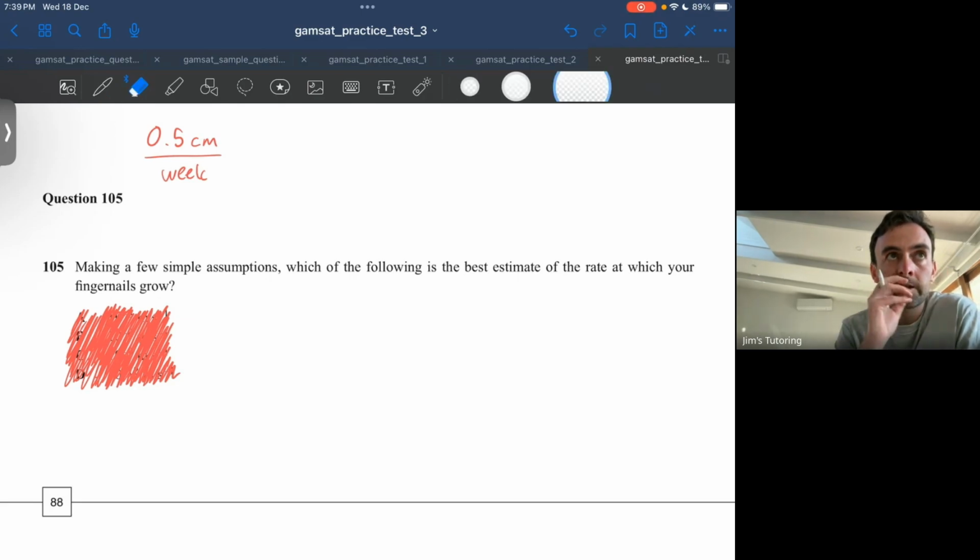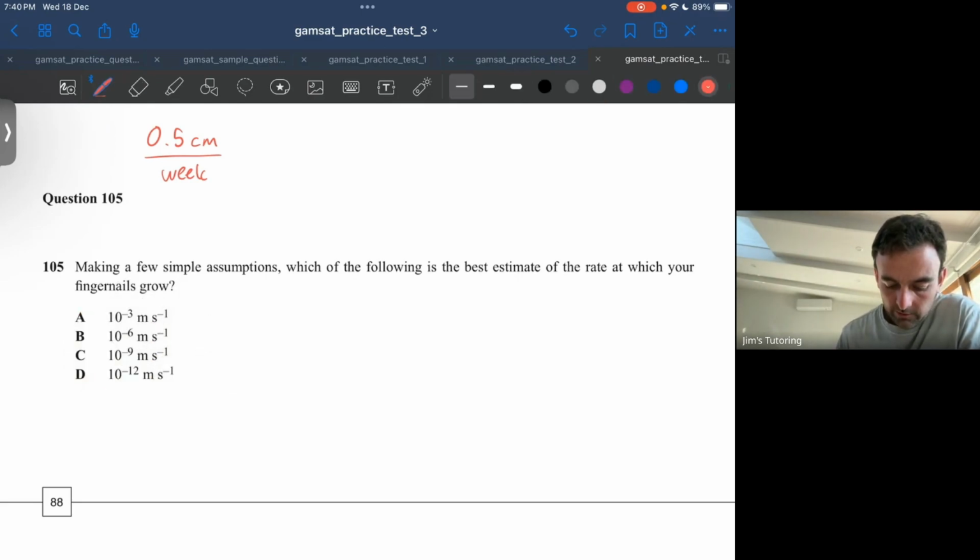Think about what they're trying to assess in the GAMSAT. They're not trying to assess how accurately you can estimate that, that's ridiculous. If you look at all these options, we've got these ridiculous units of meters per second. How is anyone going to estimate meters per second? Every time I give my students this question, they freak out. I think you should just think about unit conversion, as we go from one unit to another unit.